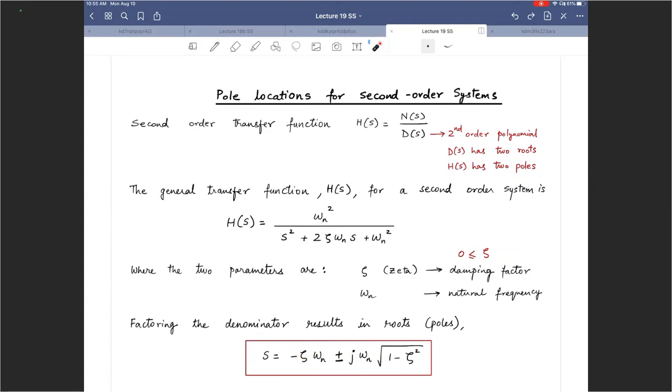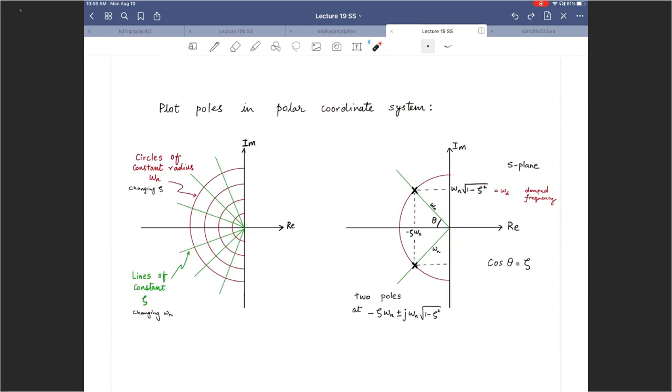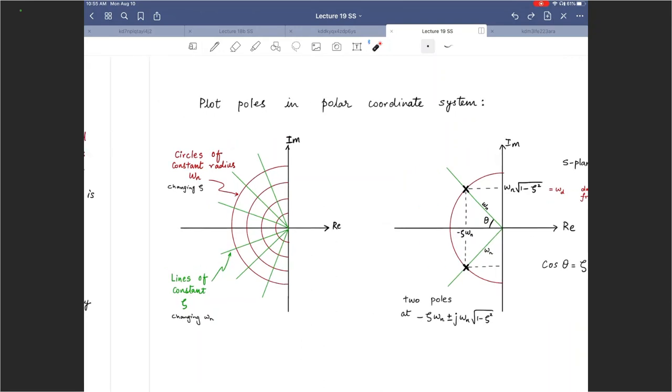So we are going to try to play with these two parameters, and we are going to see how the two poles move around in the S-plane as you do that. And if you want to analyze them in a very systematic manner, you have to hold one parameter constant and change the other, and then do the same thing for the other parameter, right? So over here what we have is we are going to plot the poles in the S-plane, right?